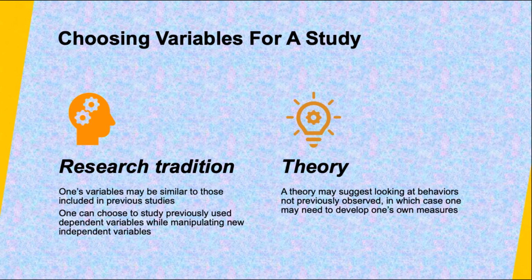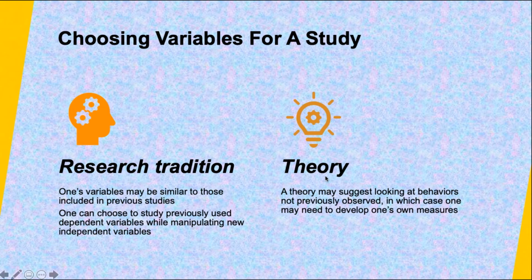The first is research tradition. If your topic follows up on previous research in a particular area, the variables you choose to observe may be the same as those previously studied. In particular, you may choose to study the same dependent variable while manipulating new independent variables.